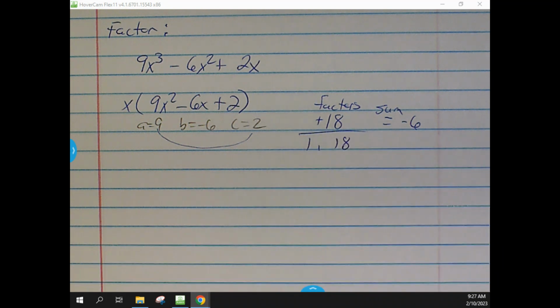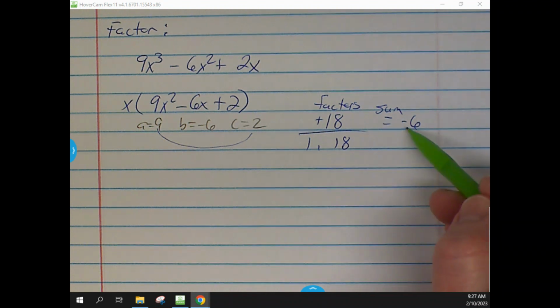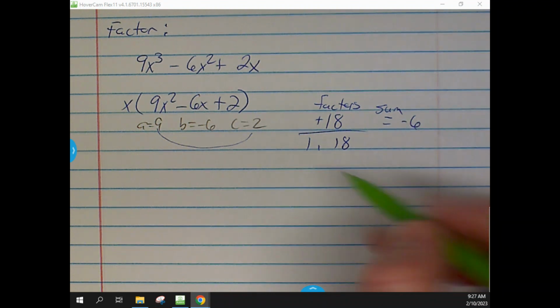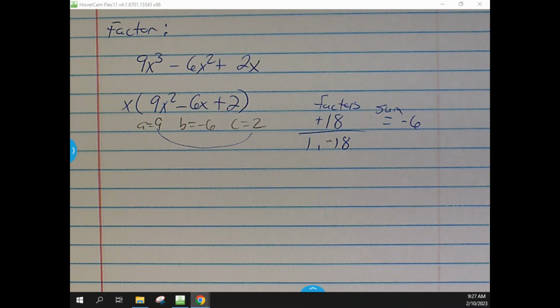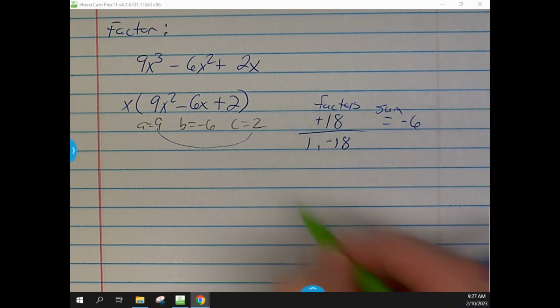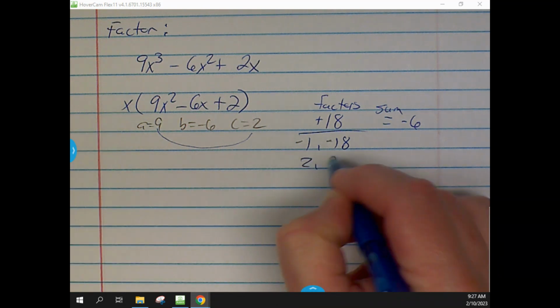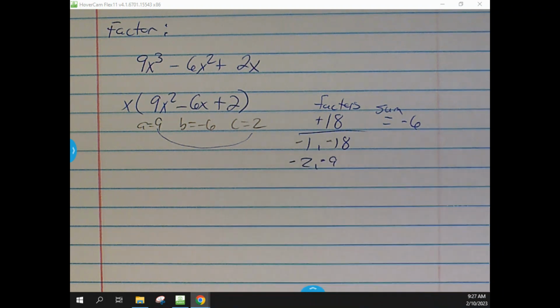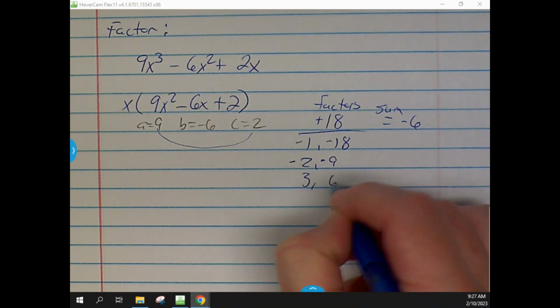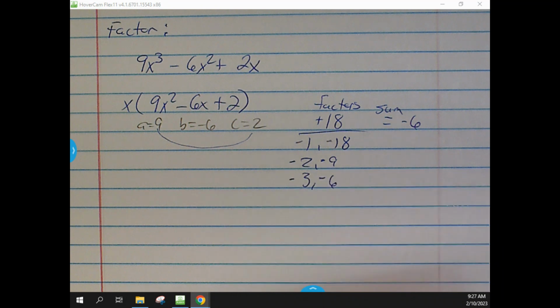All right, and just going back and checking like we did yesterday. If this is 1 and 18, the B term is negative, so that sign always goes with the bigger number. If we have a positive product and a negative sum, that means the other number's got to be a negative. So in that case, they're both going to be negative. So then if we do 2 and 9, both going to have to be negative. If we do 3 and 6, they're both going to have to be negative. Okay, so do any of them add up to negative 6?